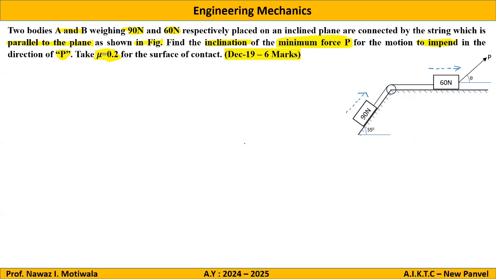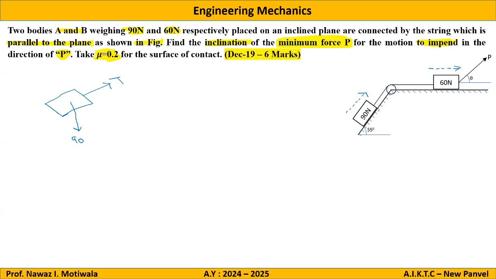Now, starting with the free body diagram. So first I will make a free body diagram of this body of 90 Newton. First thing we'll show is the applied force. There is no direct applied force, but there is a cable in which we show the tension away from the body. So this will be the tension in the cable. Then self weight, which is given as 90 Newton.